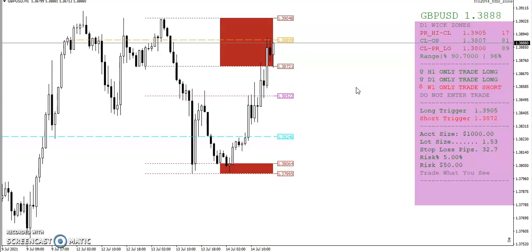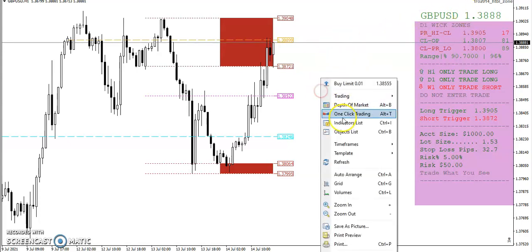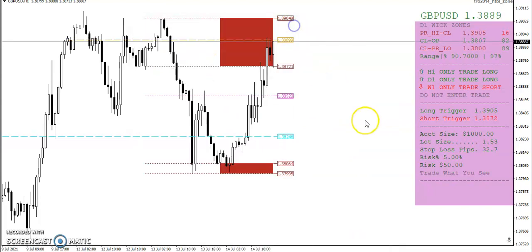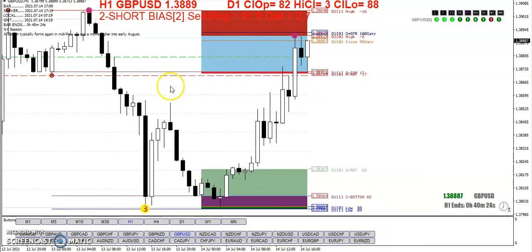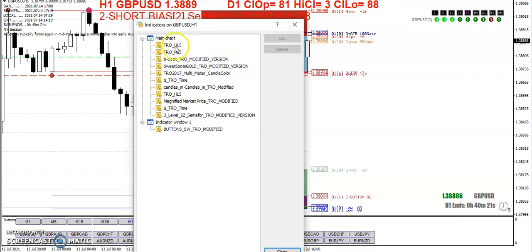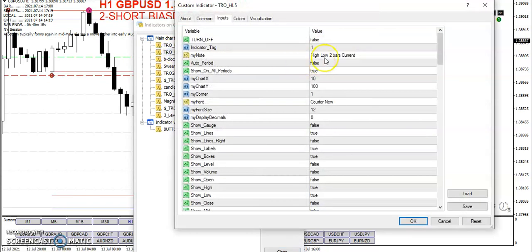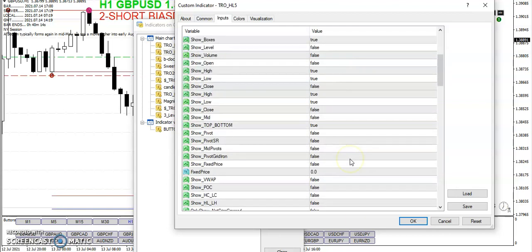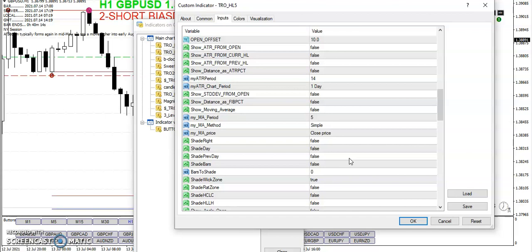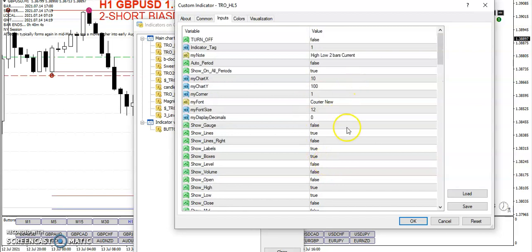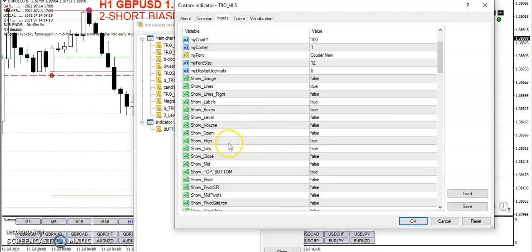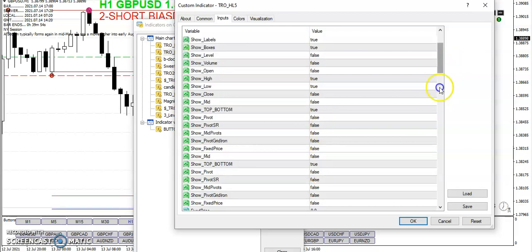So we're looking at the wick zone here, and just so you know, this is a 2014 indicator. If you have the 2014 donational indicator, or my TRO HL5, you can also use that to display the wick zone. Let's see. This is the wick zone. So you say shade wick zone true, and of course show lines true, show high and low true, show top and bottom true, and then you turn the rest false.